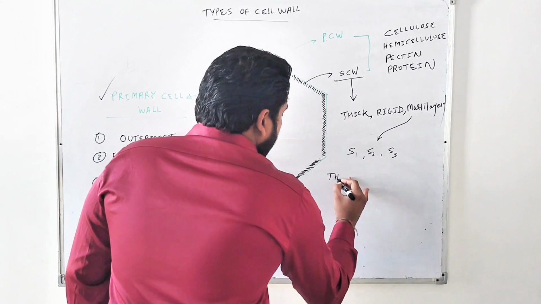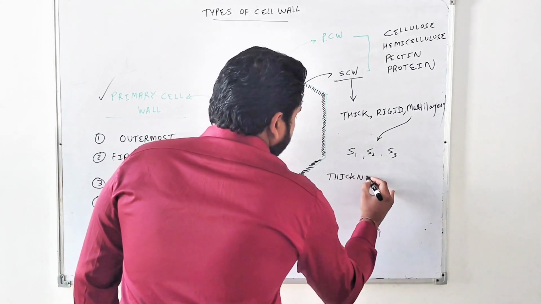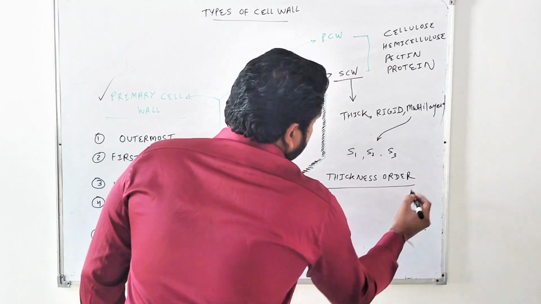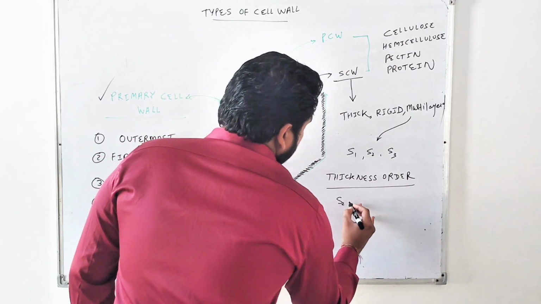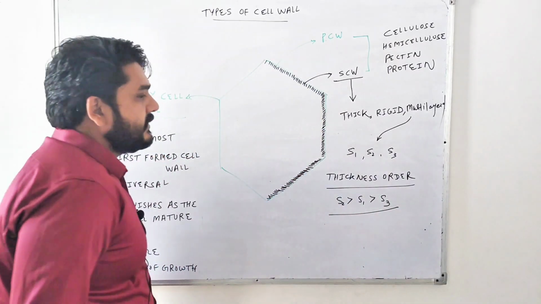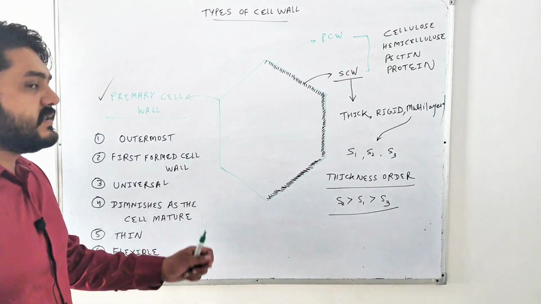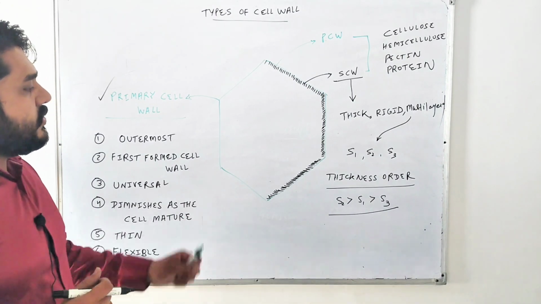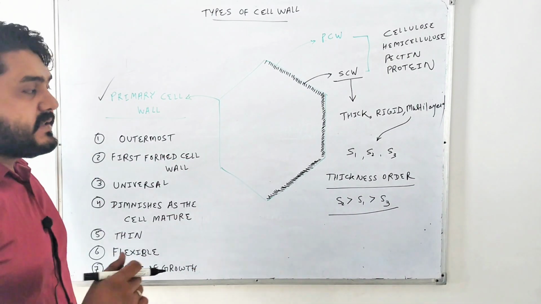Now you have to remember the thickness order also. The thickness order of these layers will be: S2 will be the thickest, then S1 and then S3. This thing you have to remember. This is the thickness order. So this is about the secondary cell wall.